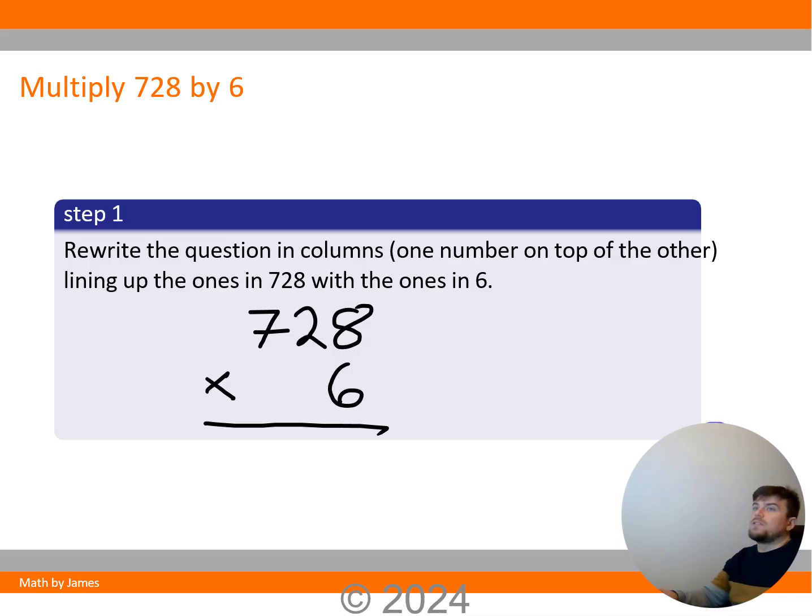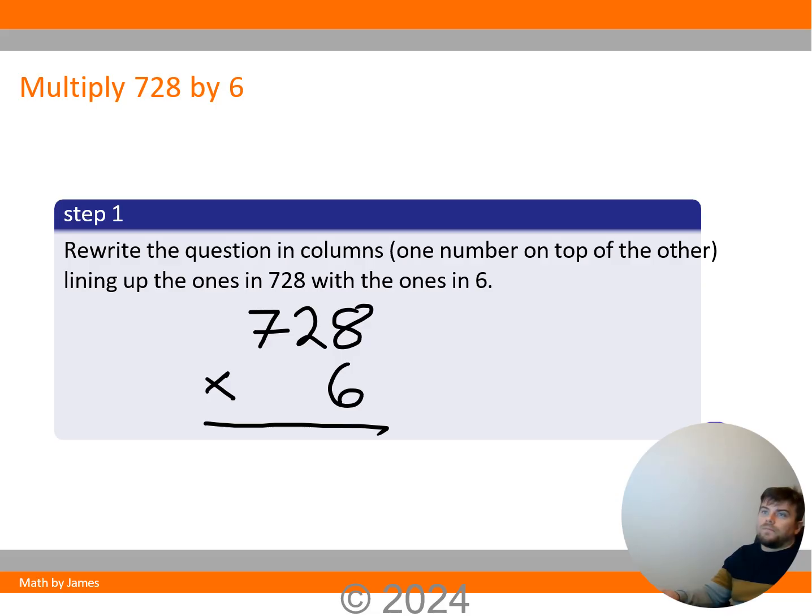So we're looking at 728 multiplied by 6. So step 1, we rewrite the question in columns, one number on top of the other, lining up the ones, the 8 with the 6. This is really important. And this comes back to when we do addition and subtraction as well. We need to really make sure that we line up our place values. Super important.